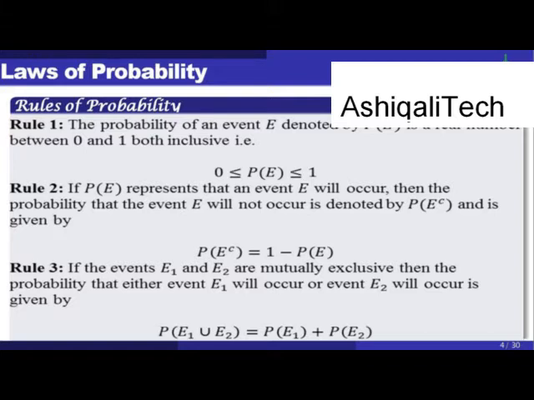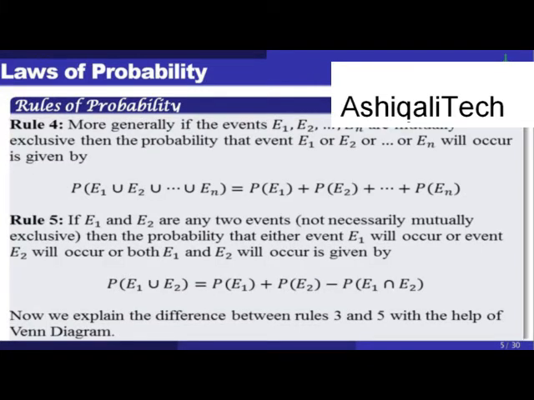Dear students, rule number 3. If the events E1 and E2 are mutually exclusive, then the probability that either event E1 will occur or event E2 will occur is given by probability of E1 union E2 is equal to probability of E1 plus probability of E2.